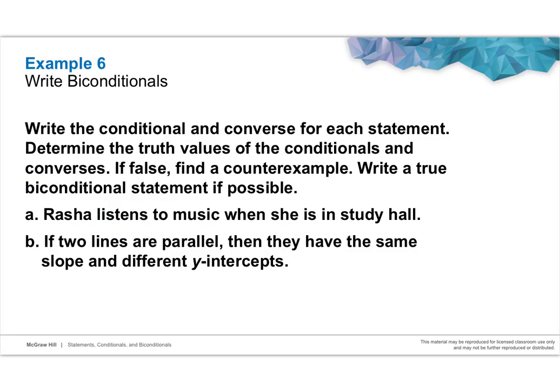So here in example 6, we're going to be writing some biconditional statements with the conditional and the converse separated first, and then determine the truth value of that conditional and converse. Then if that's false, you're going to find a counterexample. And if it is possible to write a biconditional statement, you will do that. So our first example, part 6a, is saying Rasha listens to music when she is in study hall. And then part B says if two lines are parallel, then they have the same slope and different y-intercepts. Let's see if we can pull these apart.